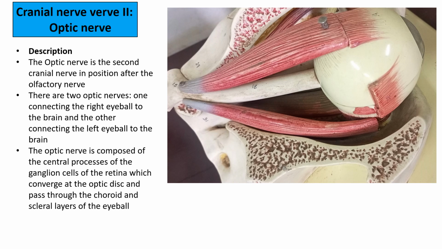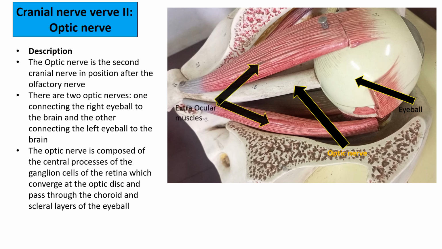So on the diagram on your right, you can see the eyeball, which is the white rounded structure there, and on the cranial aspect we can see the cornea there bulging out. Then also we can see the optic nerve itself, which looks like a tubular structure there emerging from the eyeball going towards the brain. Then we can also see some muscles, and these muscles are known as the extraocular muscles, and these help to attach the eyeball to the bony structures of the cranium. So this is the brief description of the optic nerve.